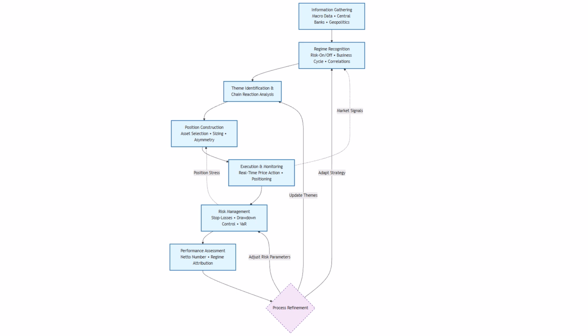Then execution and monitoring, tracking real-time price action, updating positions, and adapting strategy as themes evolve. Critically, risk management runs continuously throughout, applying stop losses, drawdown controls, and value at risk parameters. Finally, performance assessment, reviewing the Netto Number, conducting regime attribution, and refining the process for continuous improvement. This cycle, gathering, analyzing, acting, managing, learning, transforms macro insight into disciplined action. Internalize this workflow, and you equip yourself to navigate global markets with clarity, consistency, and confidence.